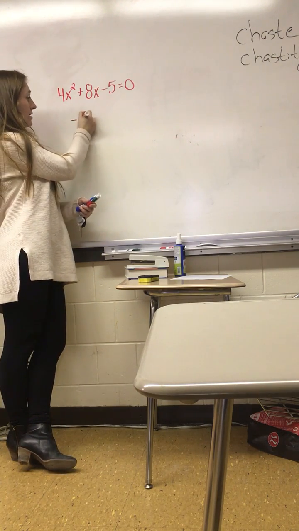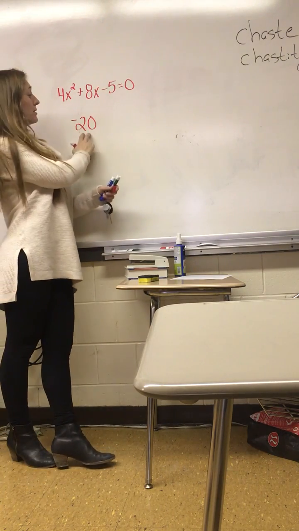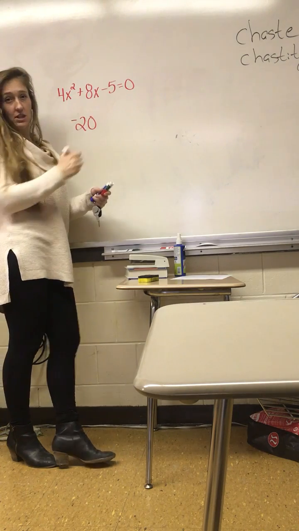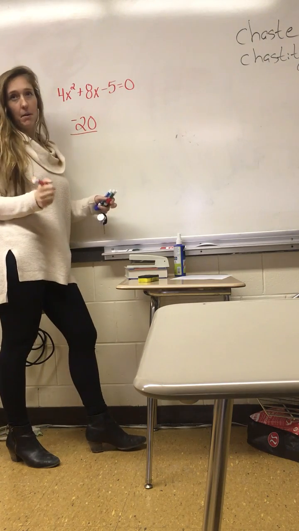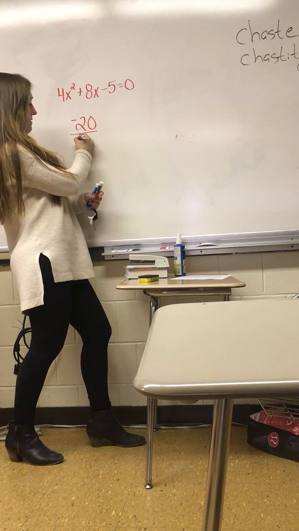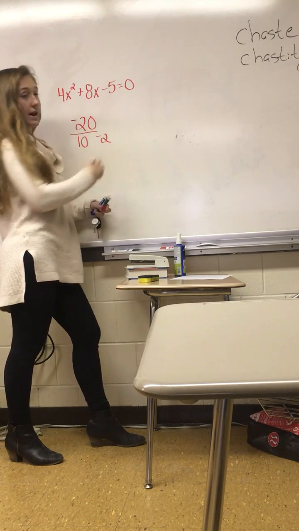So in this case we get negative 20. And then you're looking for two numbers that multiply to this, but add to your b term, which in this case is positive 8. So it might take some time to come up with these magic numbers. For now, I'm just going to cut to the chase. They are 10 and negative 2.